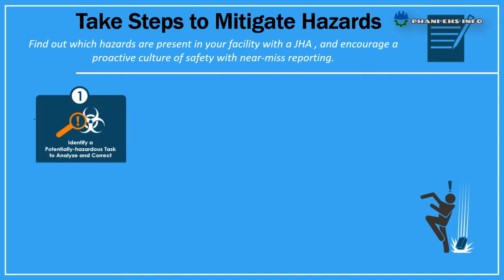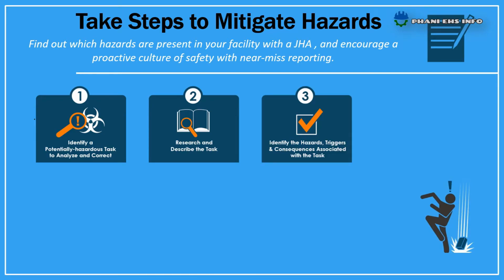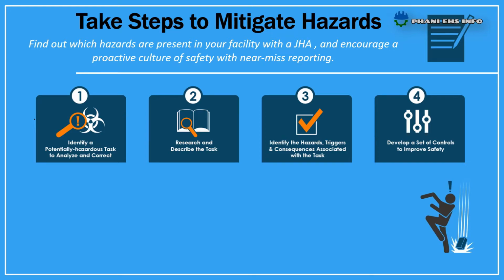A job hazard analysis (JHA) offers a systematic method for assessing hazards related to certain tasks and taking steps to mitigate those hazards. Here are the steps for conducting a job hazard analysis. Identify potentially hazardous tasks to analyze and correct. Research and describe the task. Identify the hazards, triggers and consequences associated with the task. And develop a set of controls to improve safety.